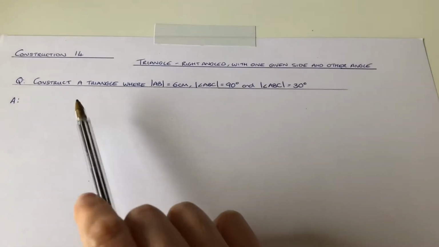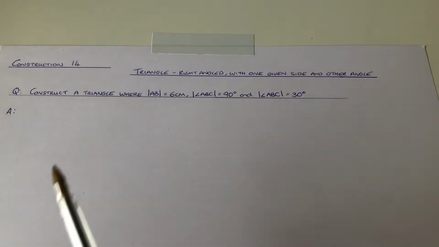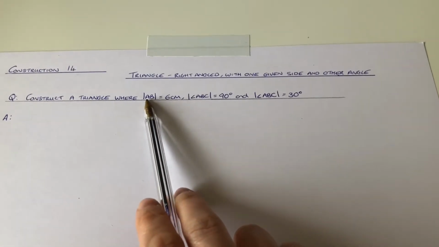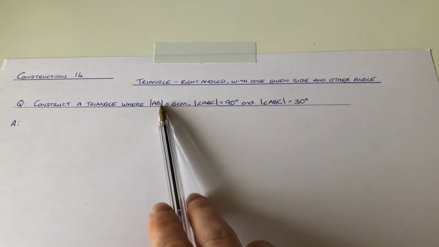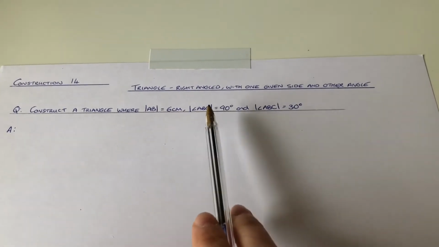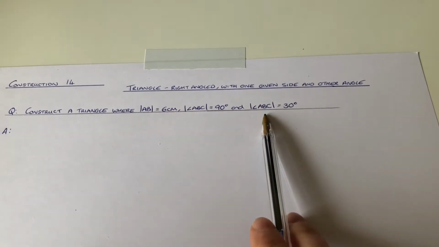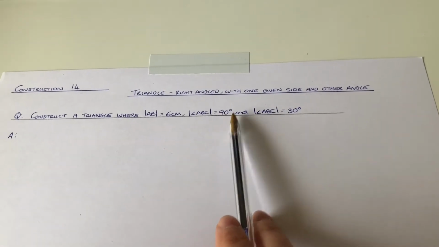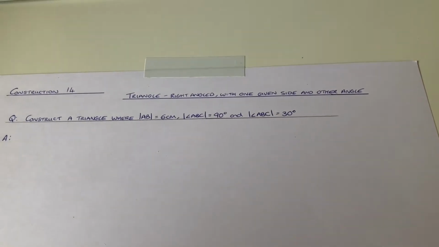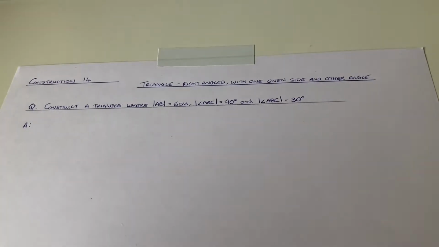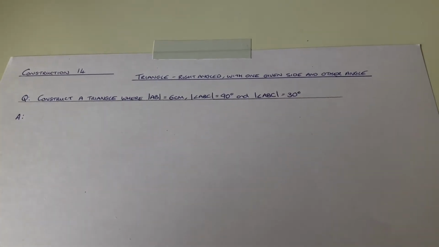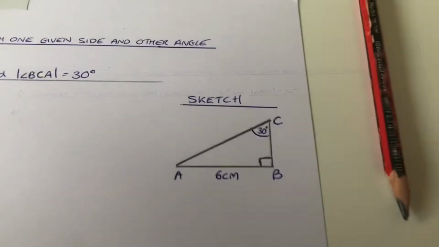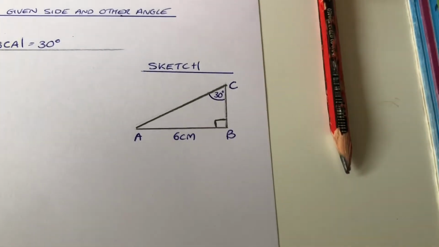So this time the question says to construct a triangle, and we've been told that the side length A to B is 6 centimeters, and we've got 2 angle measurements, and notice that one is 90 degrees. And this time the second one that has been given in the question is 30 degrees. So we'll start off with our sketch to see what we have got. So there's my sketch complete.